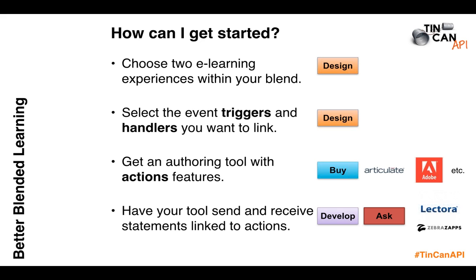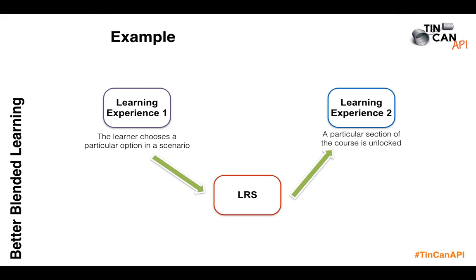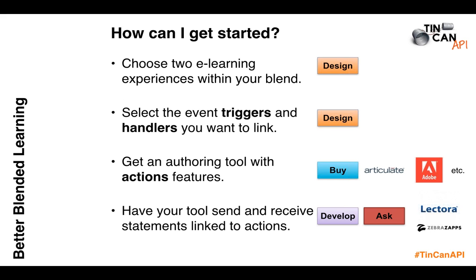But a trigger is something that the learner does that causes something to happen. So in the example of the diagram here, the learner chooses a particular option in a scenario. That's the trigger. And the handler is the thing that happens as a result of that learner action. So a particular section of a course is unlocked. And actually you'll see throughout this webinar, we'll be talking about triggers and handlers and how we can link those together.